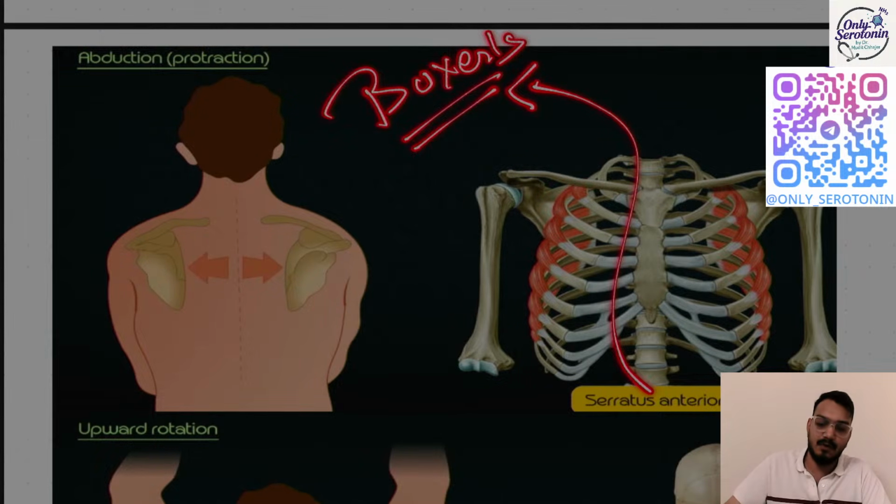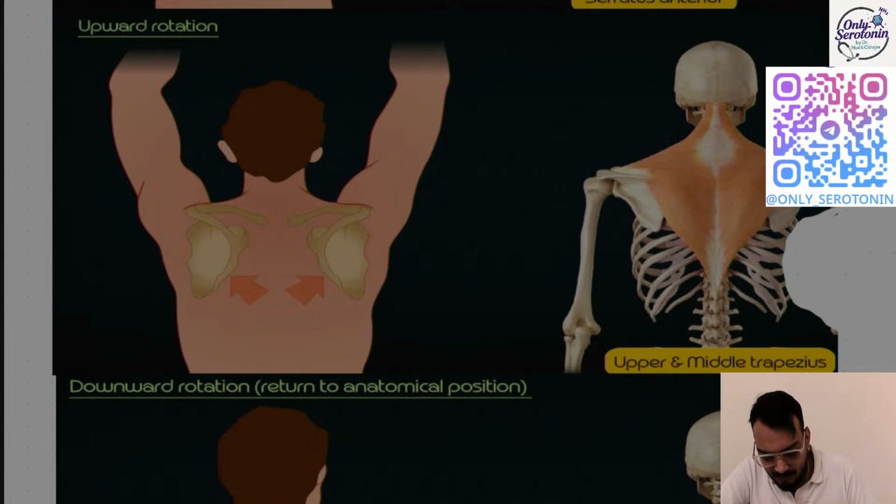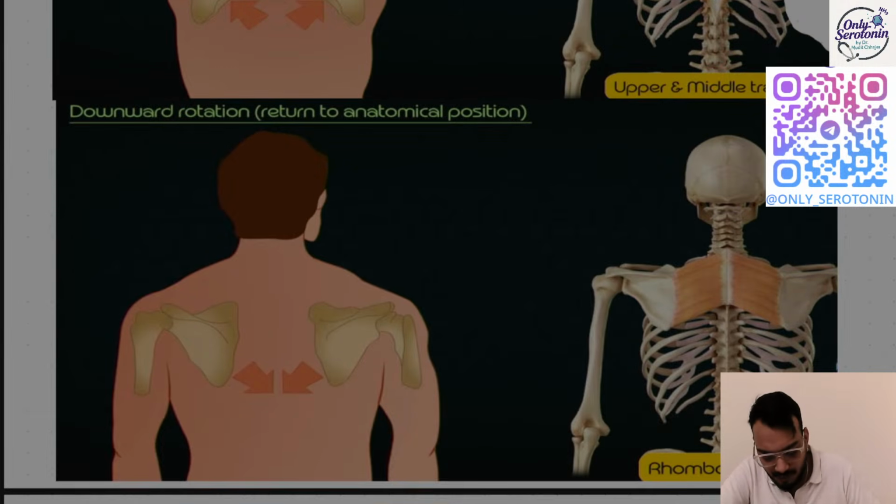It is, guys, the boxer's muscle. Serratus anterior is your boxer's muscle. Then the upward and downward rotation. So it is going like this. Upward rotation is done by the middle and upper trapezius muscle. The downward rotation is done by what, guys? Again, the rhomboid muscle.